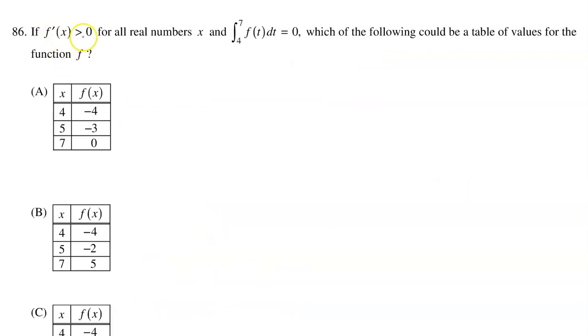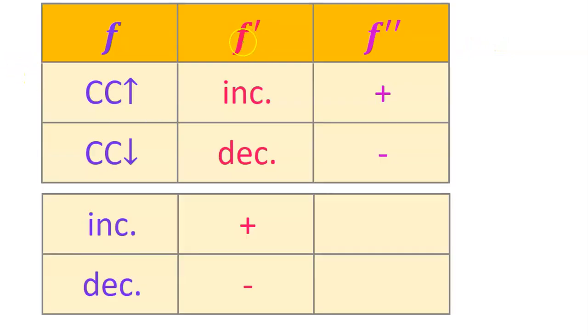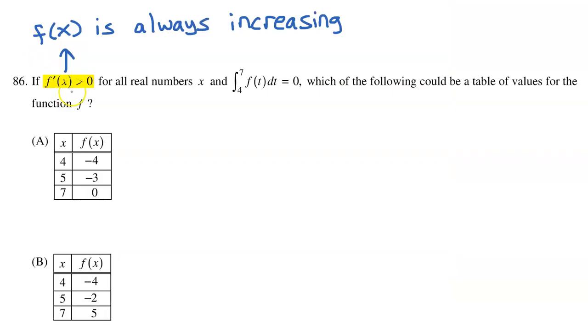If f prime of x is positive for all real numbers x, and the integral of f from 4 to 7 is equal to 0, which of the following could be a table of values for the function f? If f prime is always positive, then f is always increasing. Right at the beginning, we are told that f prime of x is greater than 0 for all real numbers. That means that f of x is always increasing. Let's see if we can eliminate any of the choices based on that alone.